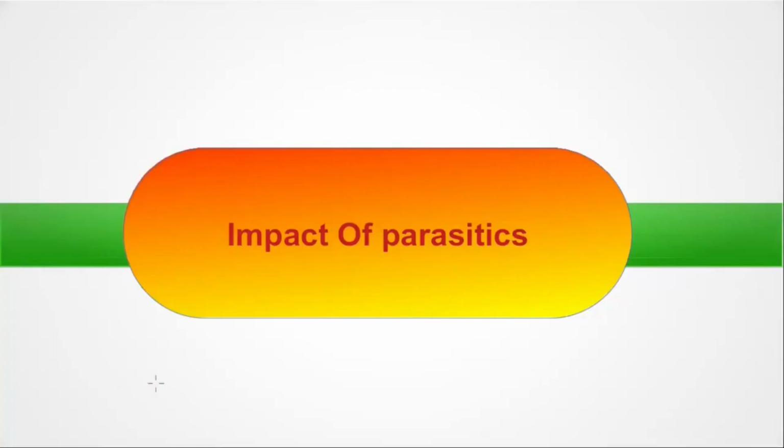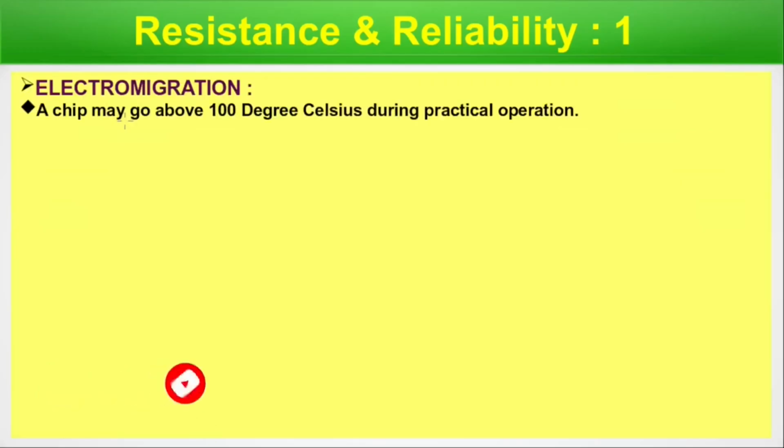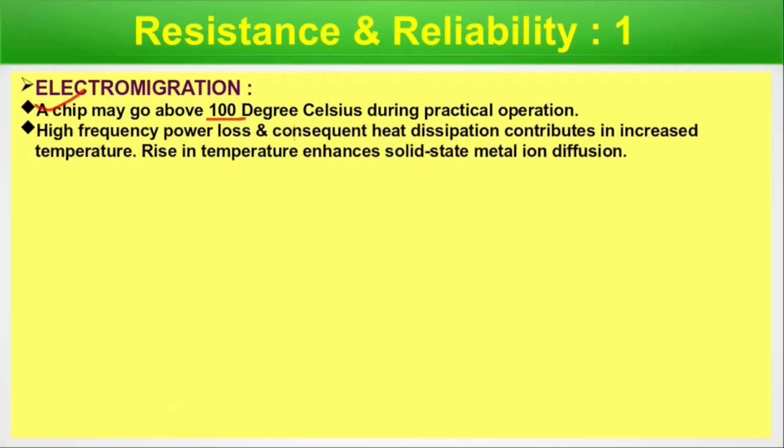The impact of parasitics. Now resistance and reliability. Electromigration. In operating conditions, a chip may go above 100 degrees Celsius during practical operation. High frequency power loss and consequent heat dissipation contribute to increased temperature. Since the interconnects have resistive properties, heat dissipation is always there. Continuously, the temperature of the chip increases, and a rise in temperature enhances solid state metal ion diffusion. It's basically material level performance.